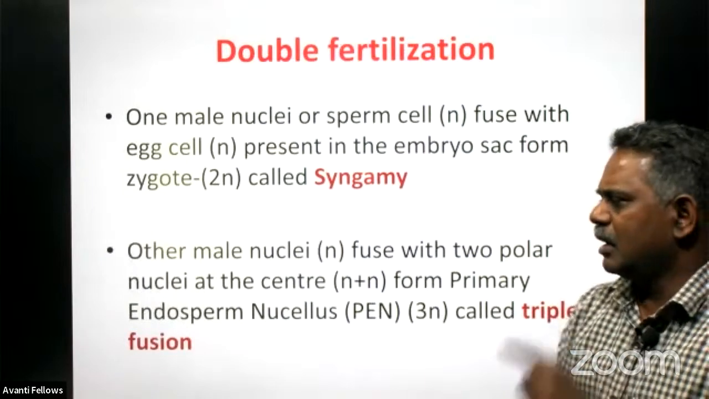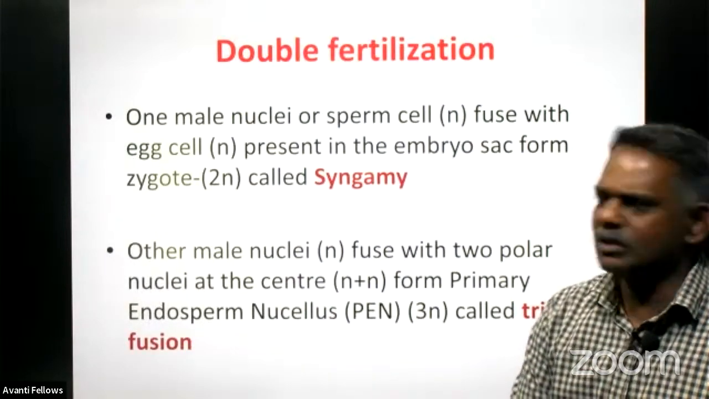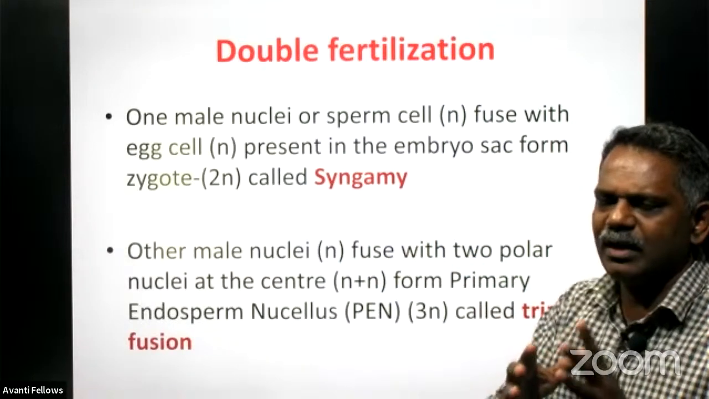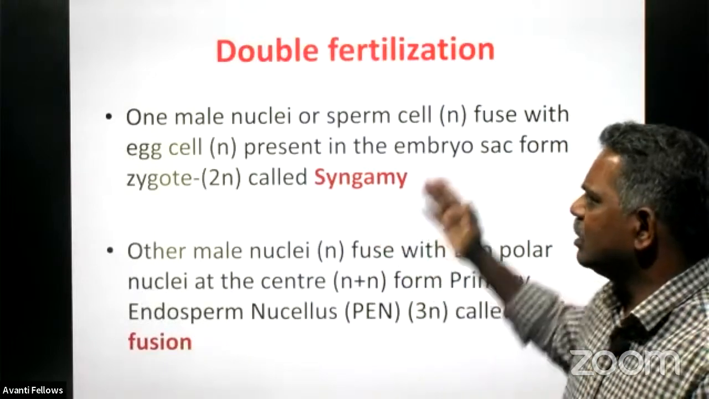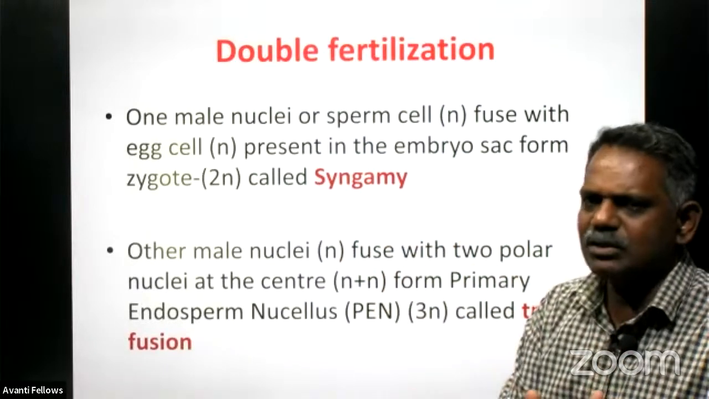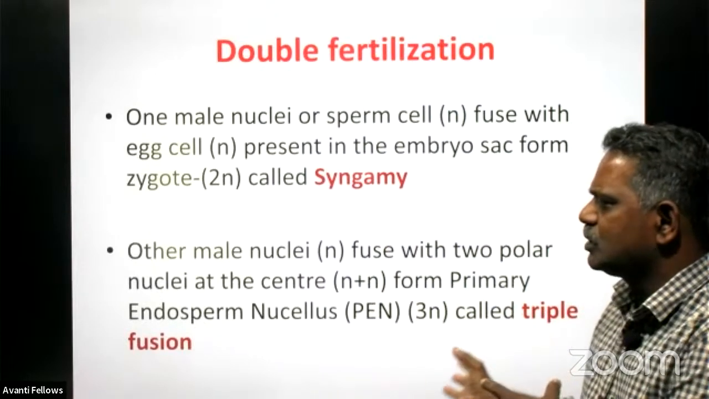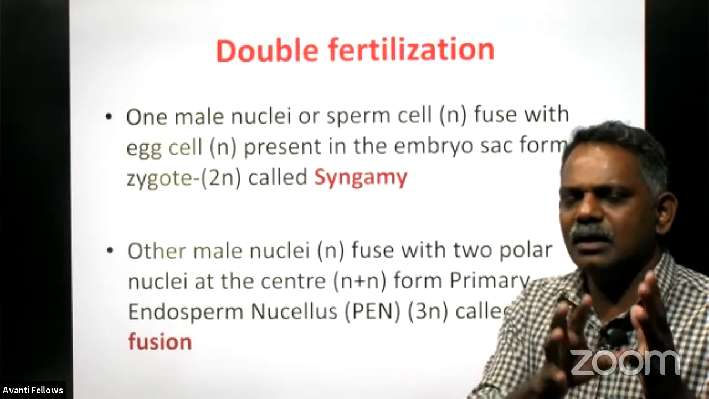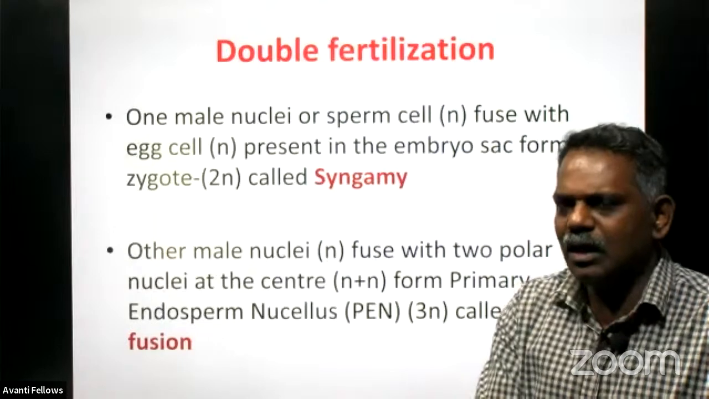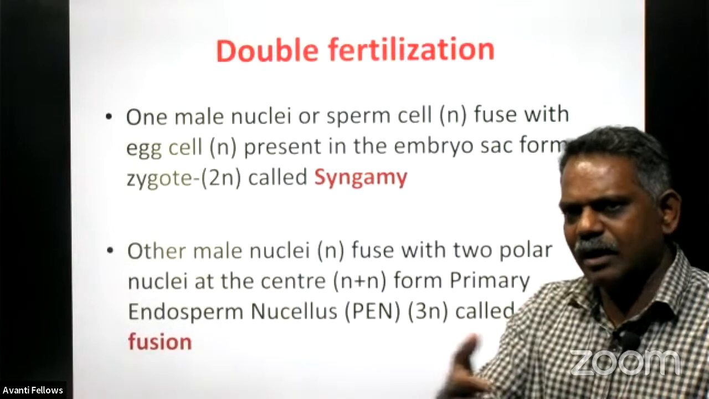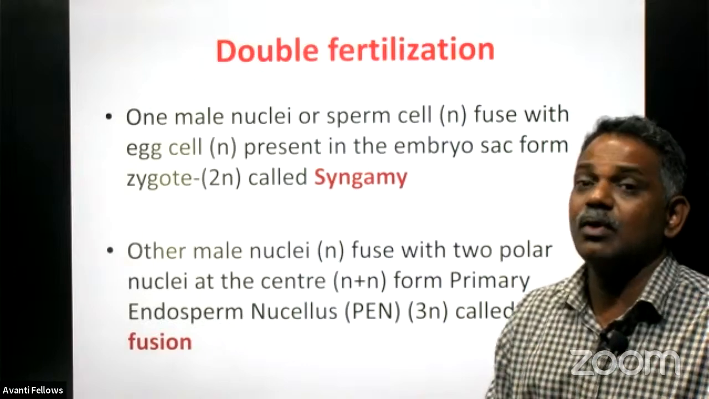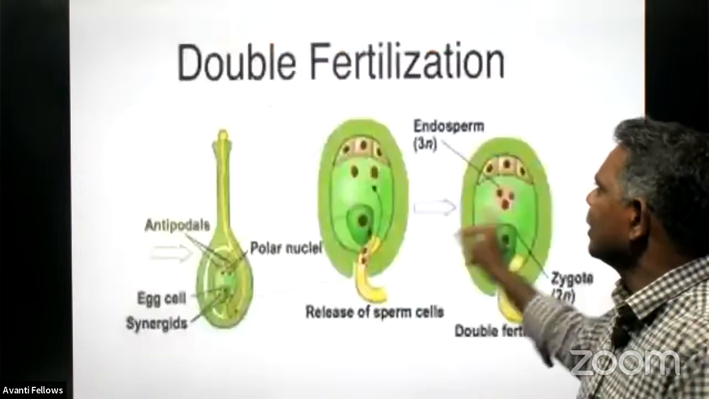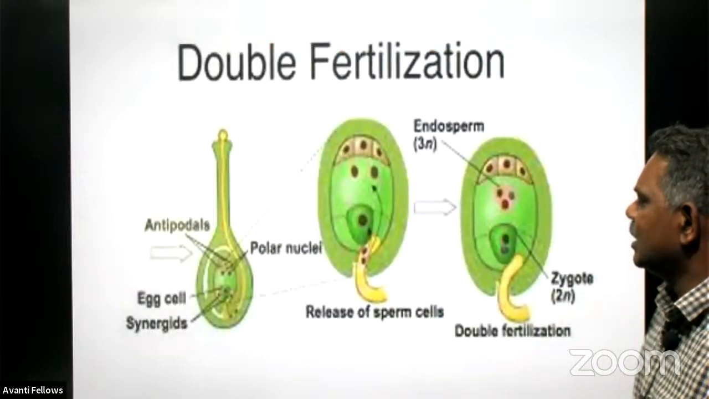One gives the zygote and the other is the triple fusion. Once again, syngamy is fertilization only. Here we find the fusion of one male nucleus with the egg cell present in the embryo sac, and the other is triple fusion. There we find the fusion of three haploid cells, two polar nuclei at the center fusing with another male nucleus and producing a triploid cell. This is the triple fusion, right? This is the double fertilization.